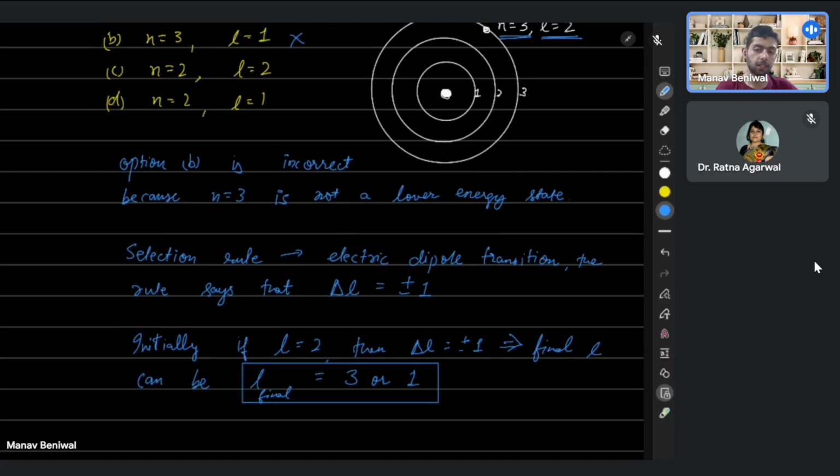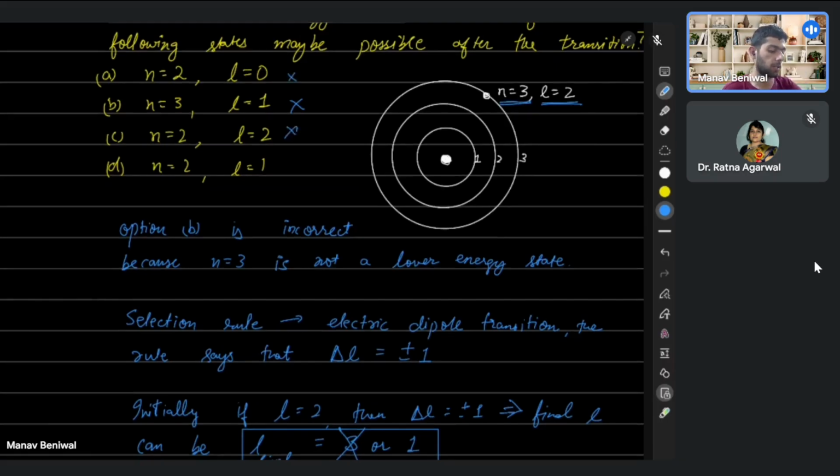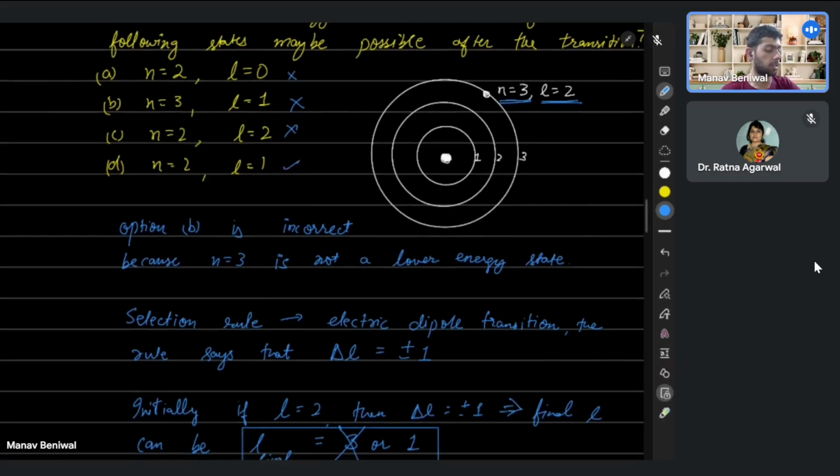Okay, but because it is going to the n equals 2 level, we can eliminate 3, because l is less than n, and n is less than or equal to 2. So l equal to 3 is then not possible. Therefore, final l will be 1. Okay, it cannot be 0, it cannot be 2, it can only be 1. So this is correct. Therefore, option D is the correct answer.